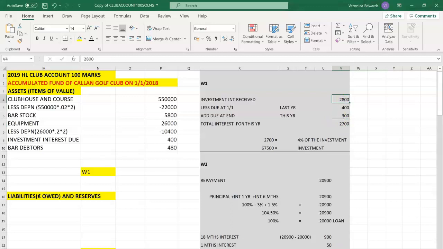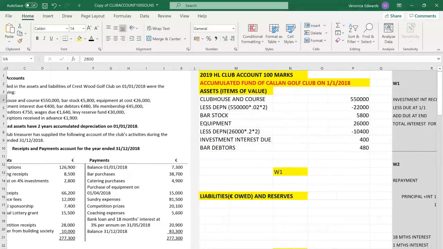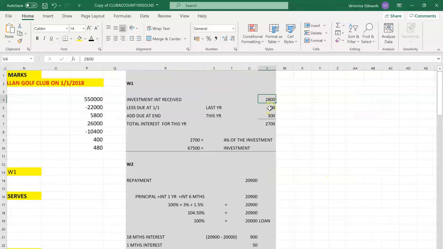So while we receive 2,800, it might not all be for 2018. So this is where we need to start looking at whether or not there was anything due or prepaid at the beginning or end of the year. At the beginning of the year, remember you had investment interest due. If you have investment interest due at the beginning of 2018, it means you had investment interest due at the end of 2017. So basically that investment interest due at the beginning of the year would have been due at the end of last year, so it relates to last year. So we're going to exclude that. So some of the 2,800 you received was actually relating to 2017, the previous year. It was that 400 that was due at the beginning.